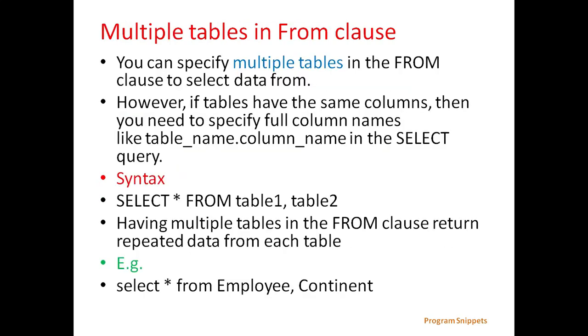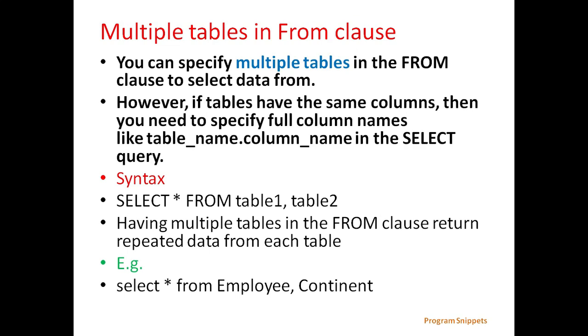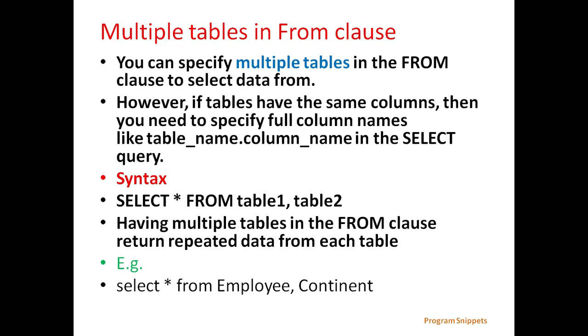And next is multiple tables in the from clause. You can specify multiple tables in the from clause to select data from. However, if tables have the same columns, then you need to specify the full column names like table name dot column name in the select query. General syntax is select star from table1, table2. Having multiple tables in the from clause returns repeated data from each table. For example, select star from employee, continent.